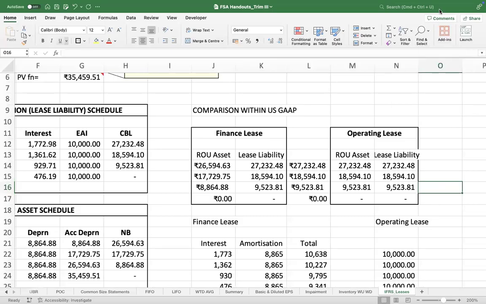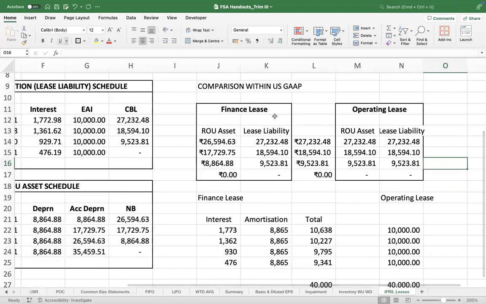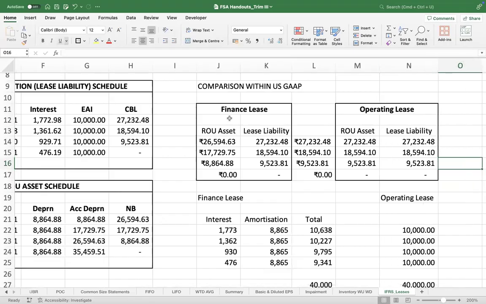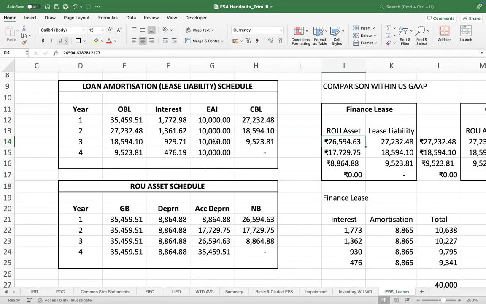But not for IFRS, now we are talking about US GAAP. For IFRS, it's the same treatment for finance and operating, so we are not worried about that. We are now talking about US GAAP, where finance lease and operating lease will have different treatment. The treatment of finance lease in US GAAP is exactly the same as it is in IFRS. That's why, look, I have taken the same values of the ROU asset.